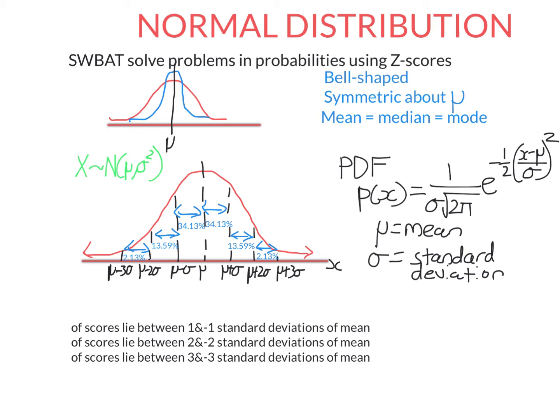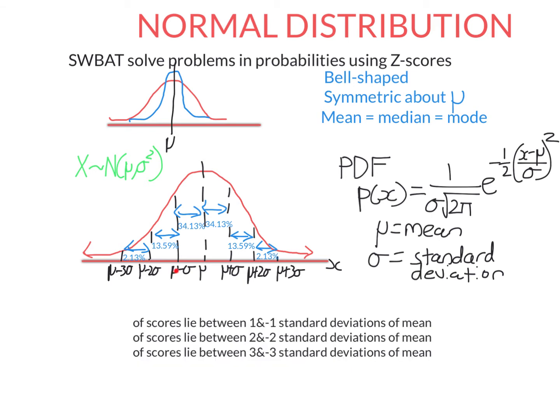What does this all mean? This means one standard deviation below the mean. This is one standard deviation above the mean. So adding these two numbers, we get 68.26% of scores lie within -1 and 1 standard deviation of the mean. 68.26% of scores are between 1 standard deviation below the mean and 1 standard deviation above the mean. That is true for any normal distribution, regardless of what the mean and variance are.